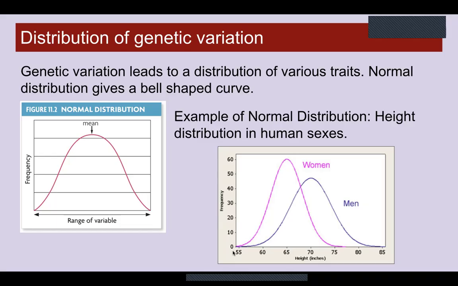The women's average height is maybe 64 inches, which is 5'4", which tracks. Men's average height is maybe 70, 71 inches, which is like 5'10", which also tracks for men.